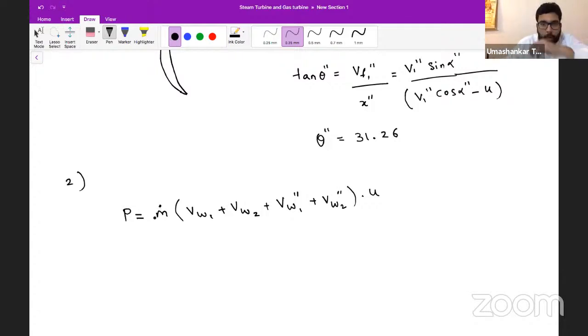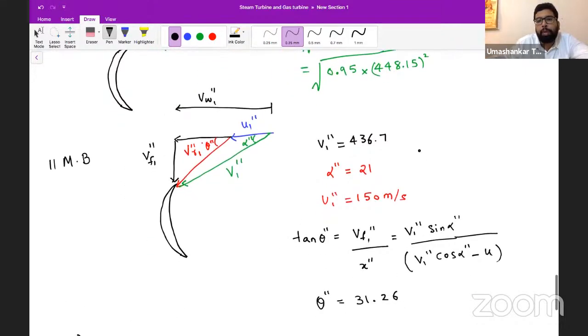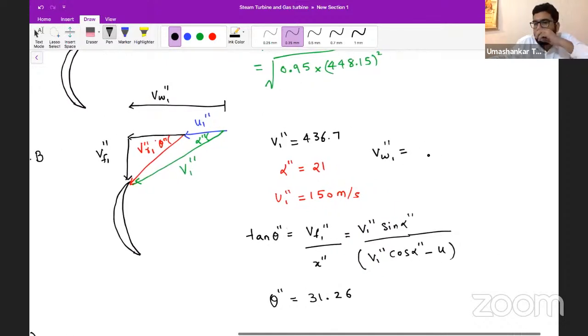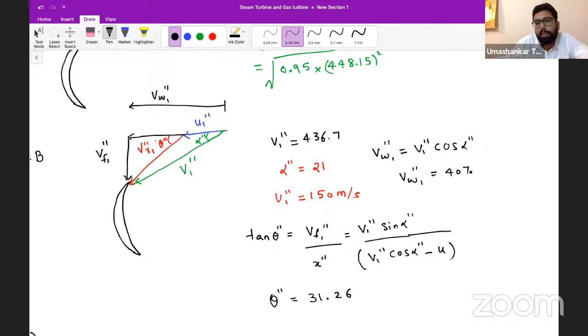So what we have till now: we have our VW1, we have calculated VW2. Let's see, do we have VW1 double dash or not? So yes, we can calculate VW1 double dash like V1 double dash cos alpha. So can somebody tell me the value of VW1 double dash? We have the value of V1 double dash. So as you are telling me, it is 407.78. So we will require this data to solve the question.